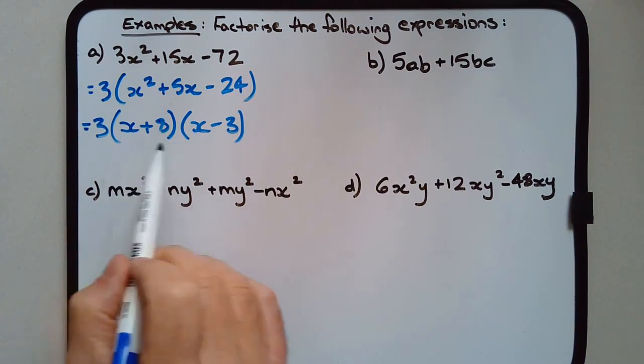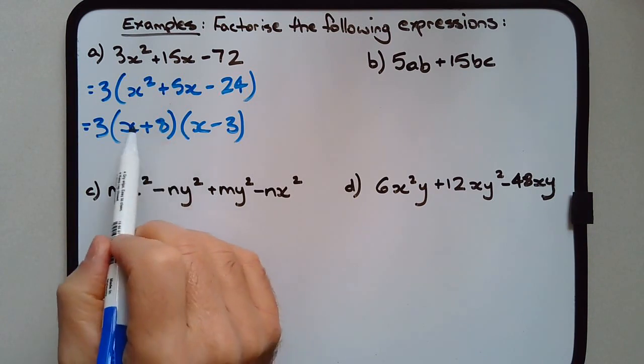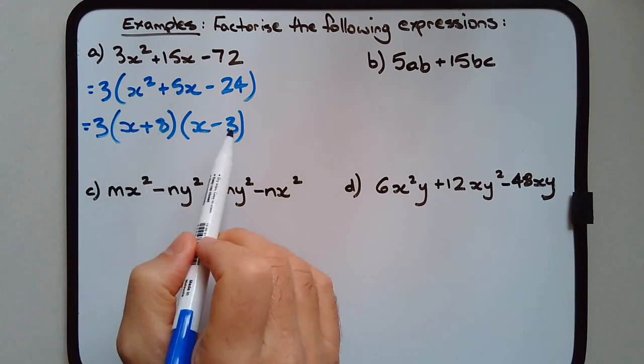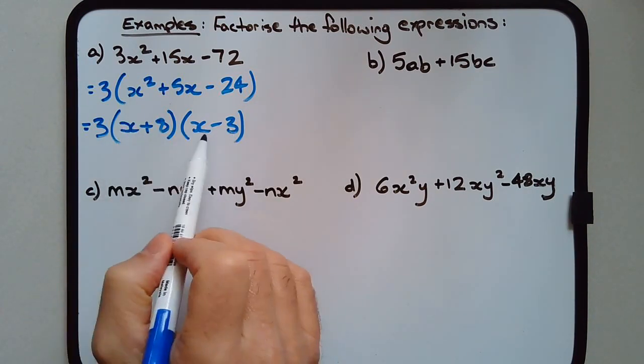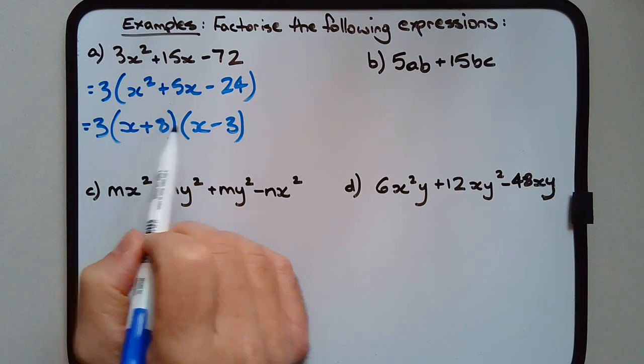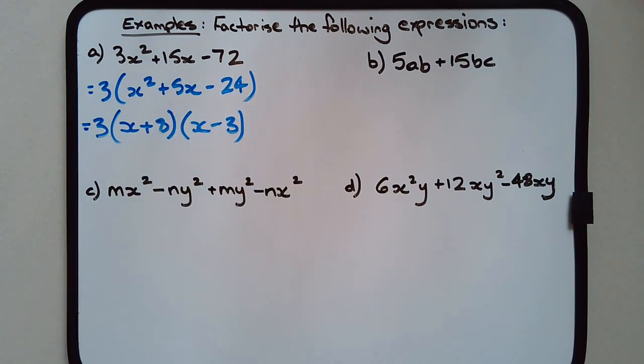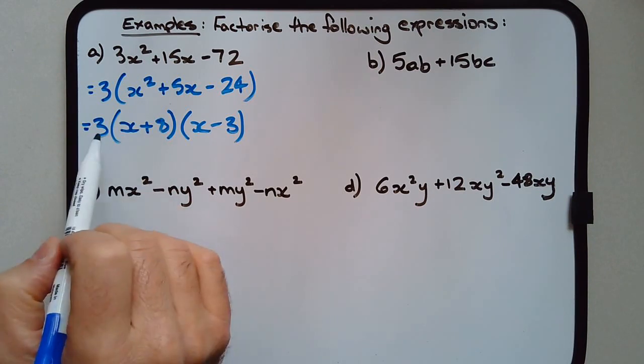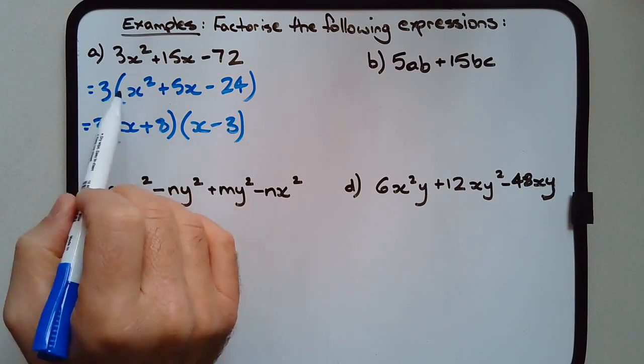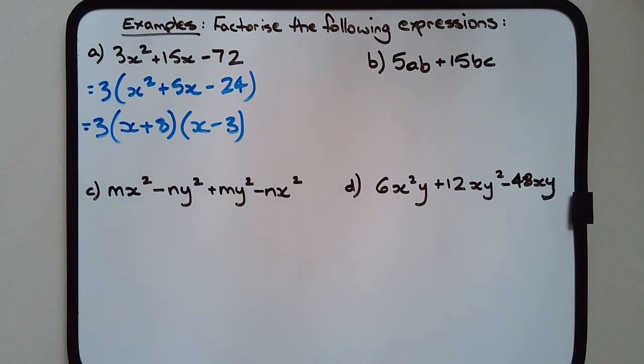So if we just multiply those two brackets together, x times x gives you x squared, x times negative 3 gives you negative 3x, plus 8x gives you 5x, and then positive 8 times negative 3 gives you negative 24. And then the whole thing is being multiplied by 3, so you just triple everything and everything's fine. So I think we're happy with that.